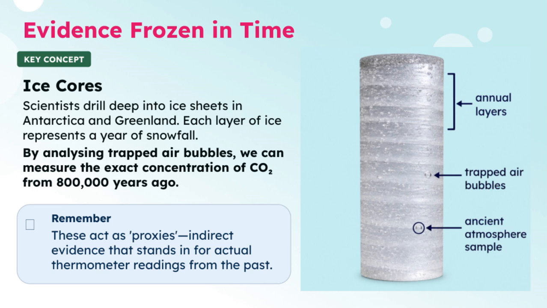Ice cores are called proxy data. That means they are indirect evidence. We did not have thermometers 800,000 years ago, but ice cores allow scientists to reconstruct past climates. They can show changes in temperature, greenhouse gas levels, and volcanic activity. So ice cores help us compare today's atmosphere with the atmosphere of the distant past.